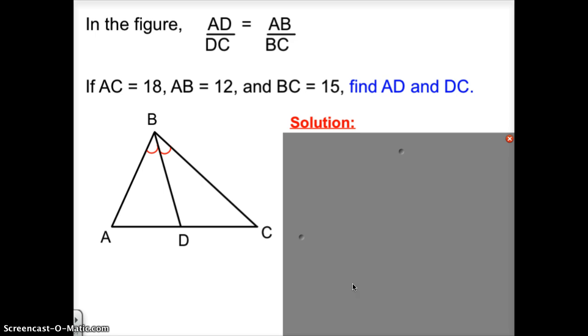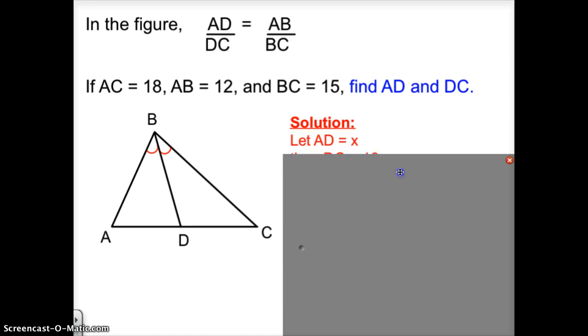The final example is example 4. Again, try not to look at the sheet. If the ratio of AD to DC equals AB to BC, and given the information of AC being 18, AB equal to 12, and BC equaling 15, your job is to find AD and DC.